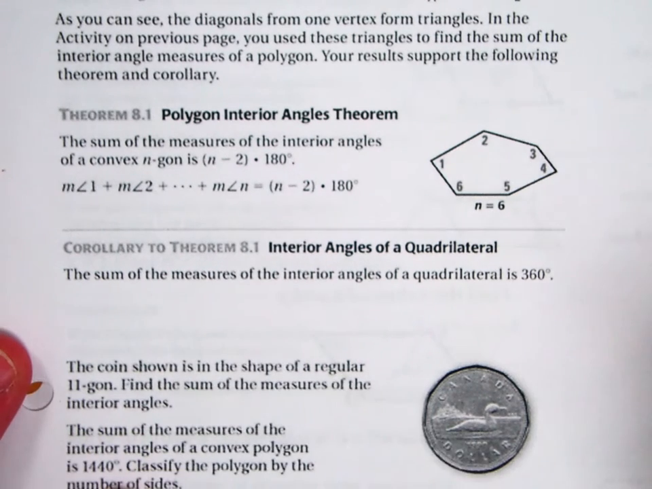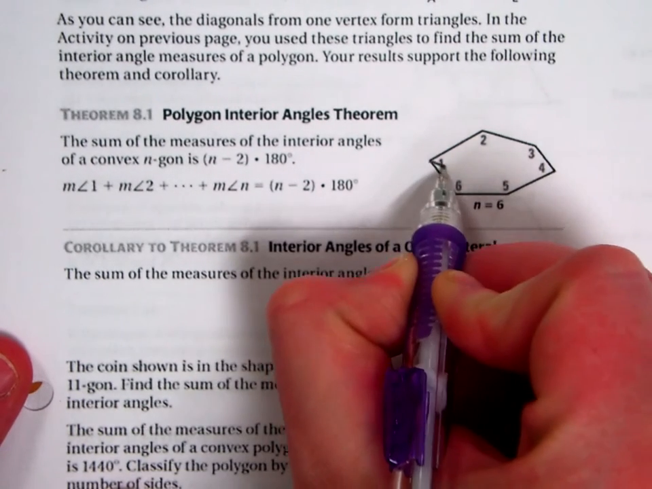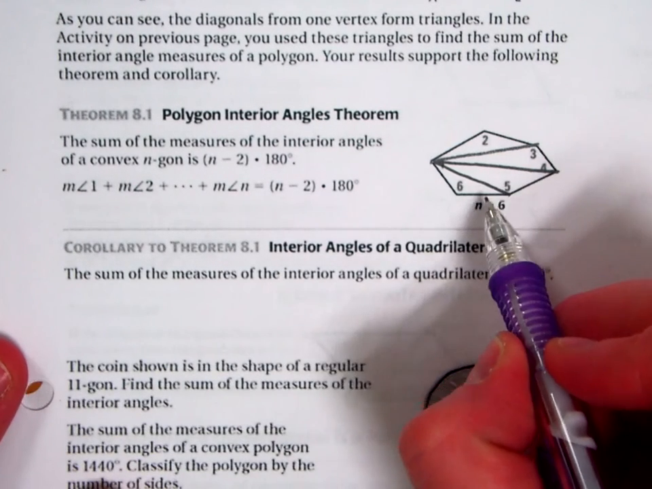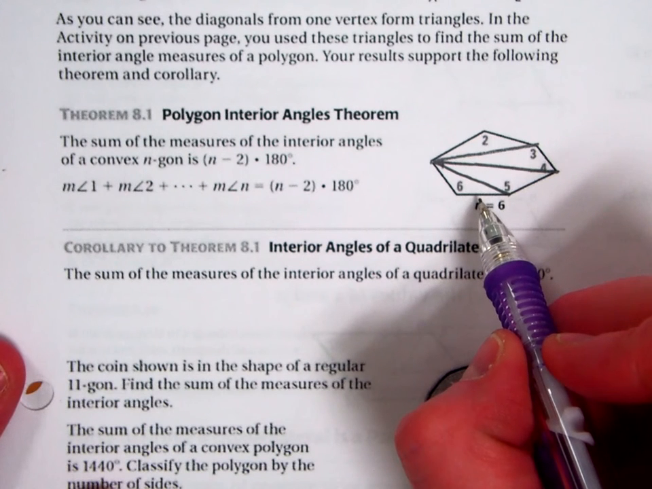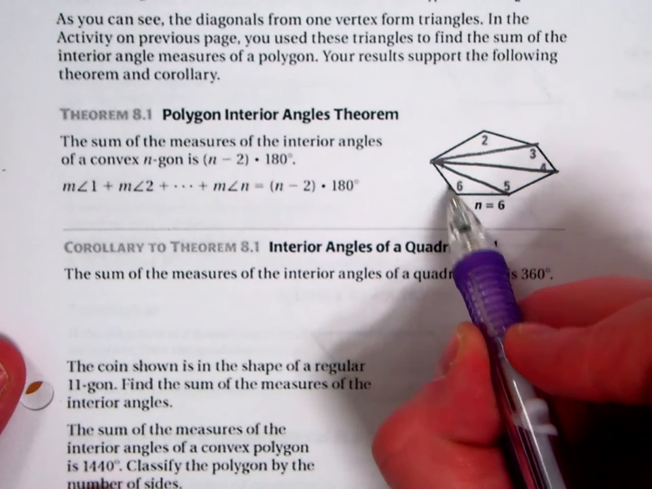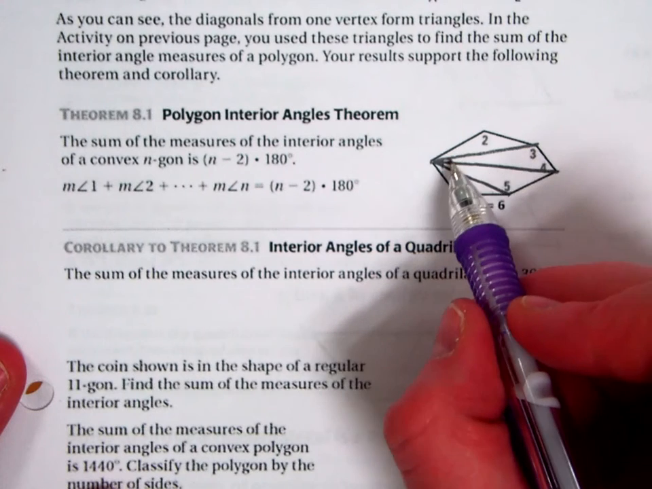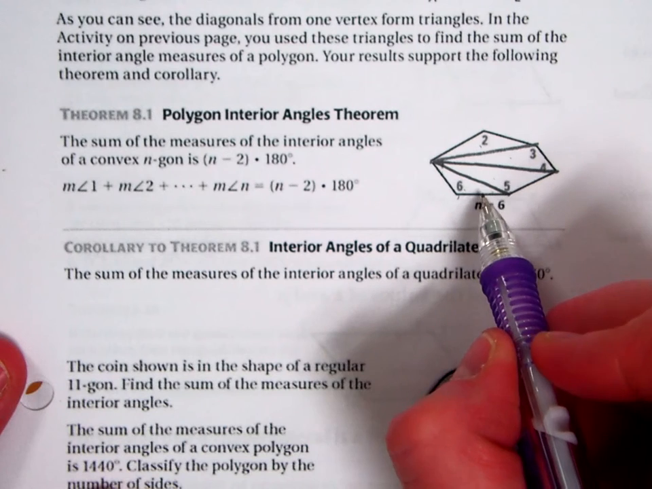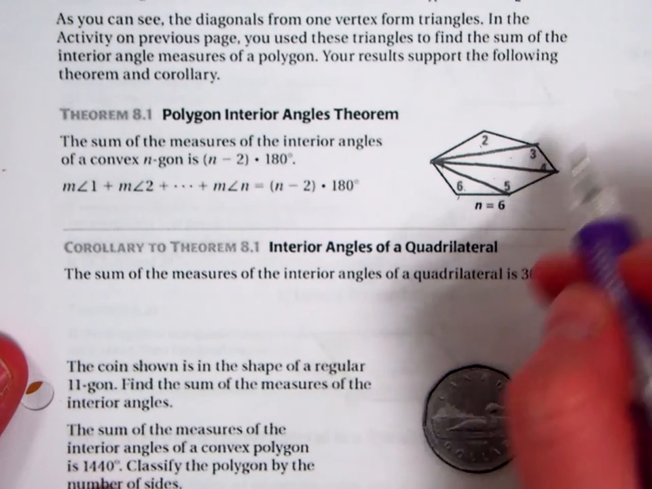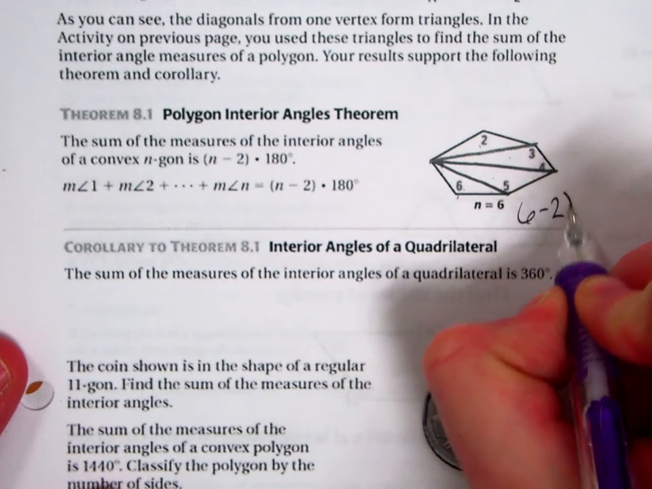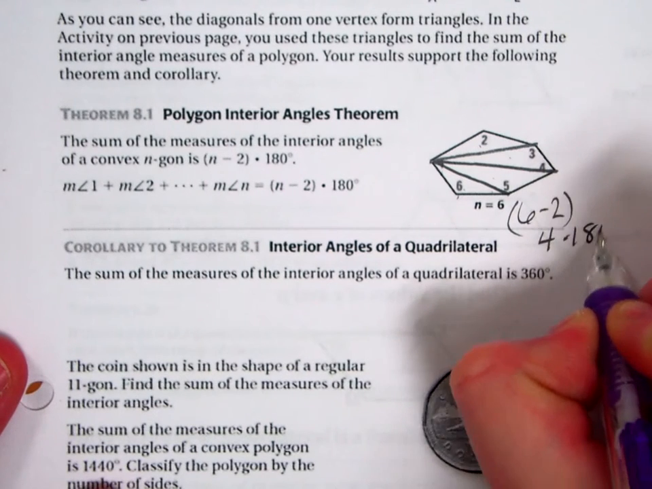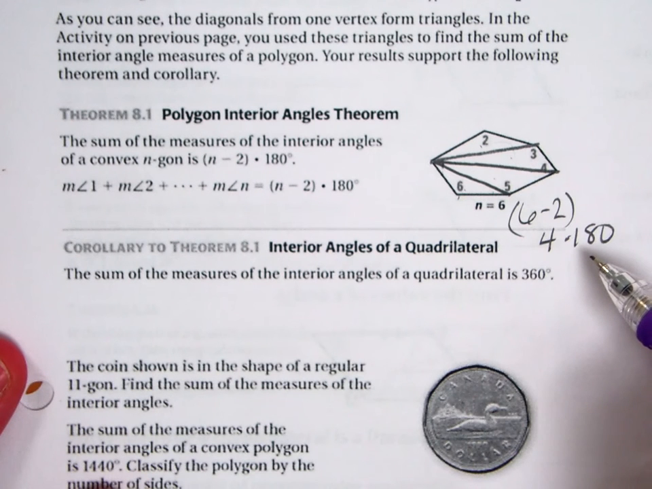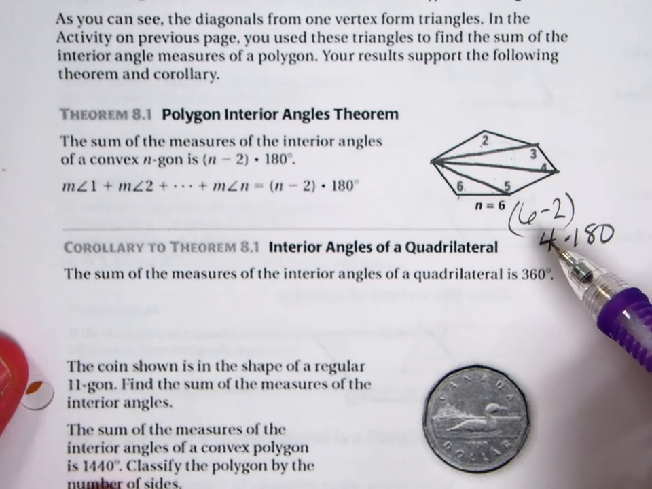The reason why is because you create triangles. If I start at vertex 1 and draw a diagonal to every other vertex, you're going to create triangles, and we know the sum of the angles in a triangle is 180. Each of these angles eventually hits all the angles at all the vertices of this polygon. You have 1, 2, 3, 4 triangles, so 4 times 180. So 6 minus 2 gives you 4 times 180, the sum for a hexagon, which is 720 degrees.